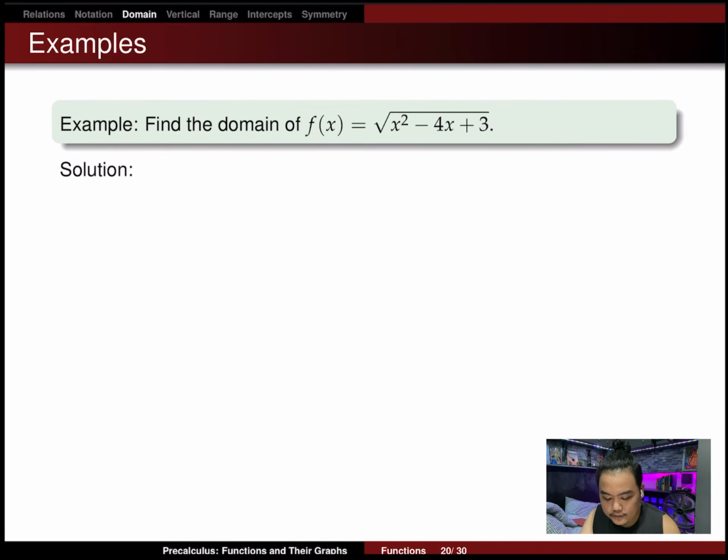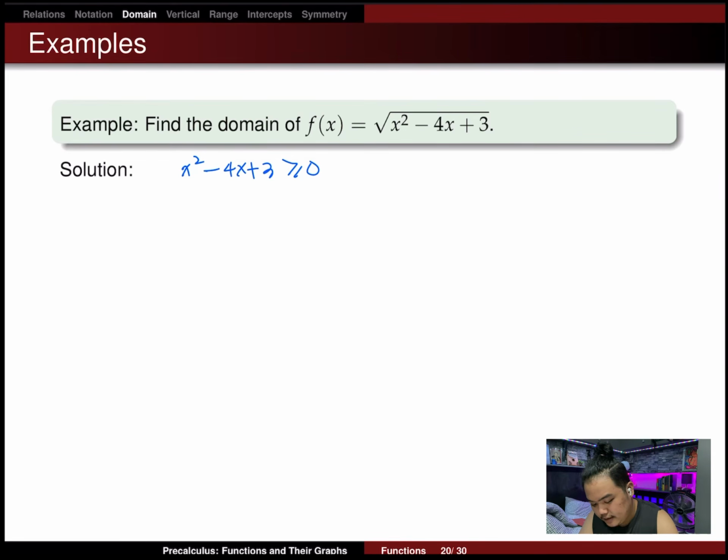Okay, let's do another one. So, let us find the domain of this function. And as you can see, walang nakalagay na index. There's no index here, meaning the index is 2. It's an even index. And what do we do if we have an even index? The thing inside the radical is non-negative. So, x squared minus 4x plus 3 is greater than or equal to 0.